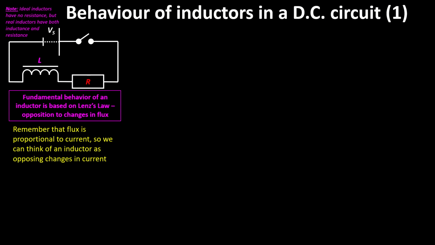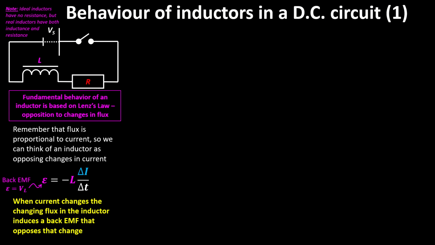In a circuit like this, if we look at Faraday's law, the EMF that's induced is the inductor voltage. The reason there is a voltage across an inductor is because it is inducing a back EMF. And that happens when there is a change in current. So when the current changes, the changing flux induces a back EMF, and that opposes whatever change happened.